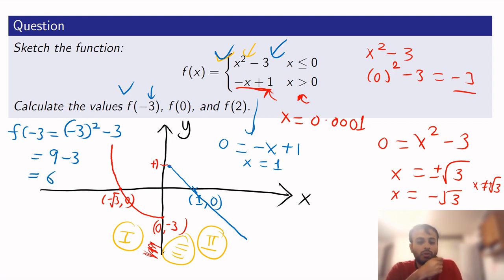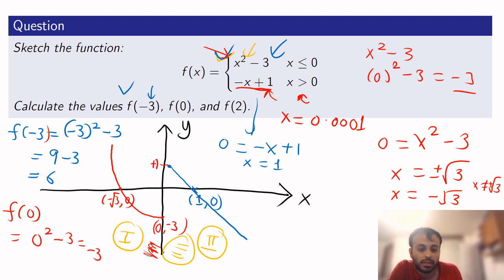Perfect. Now what about f of 0? That means what is the value of f of x at x equals 0? It's very important to remember that 0 is part of region 1. So again you will have to use the same equation. If you just plug in 0 here, 0 square minus 3 will give you minus 3. So f of 0 is minus 3, and we have already calculated that here also.